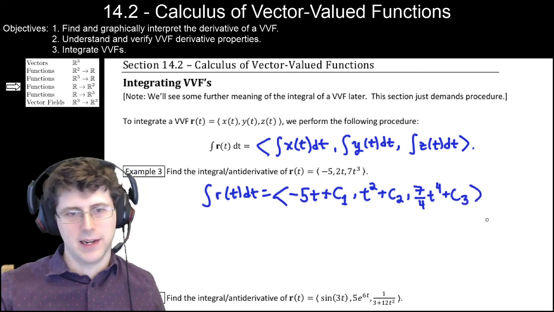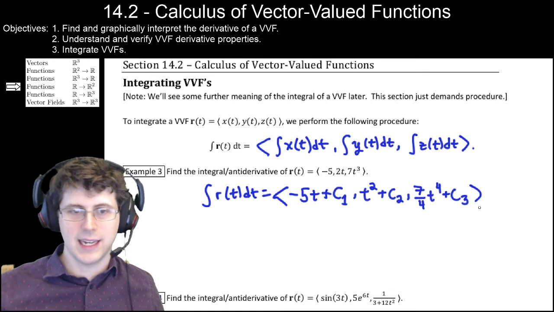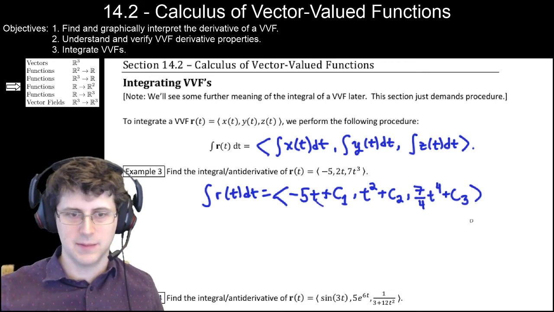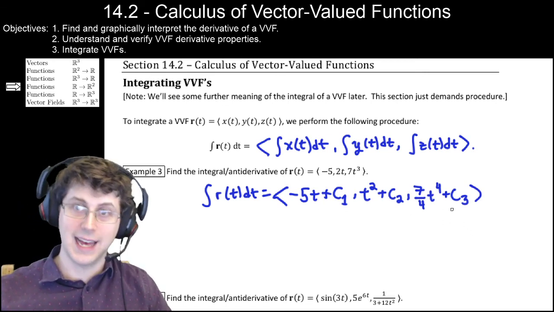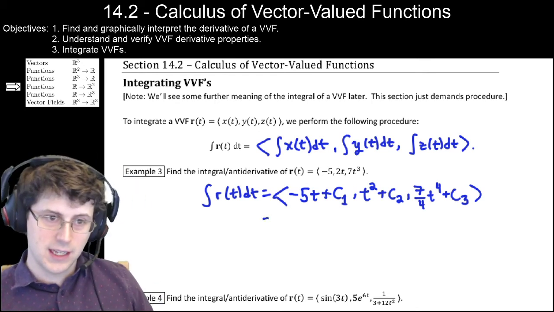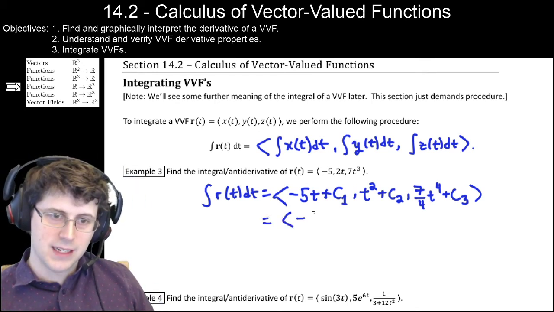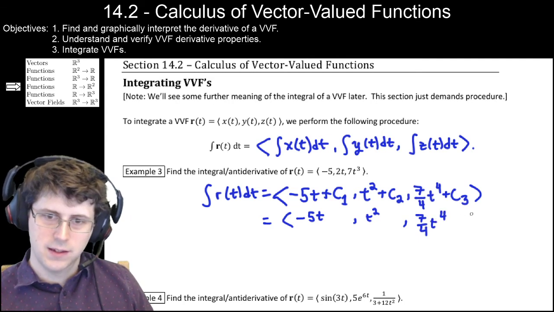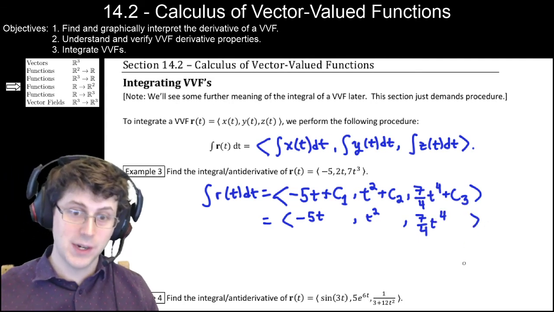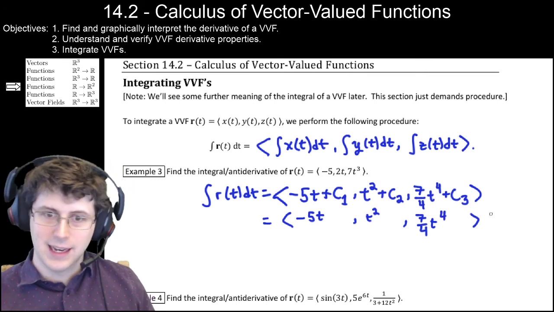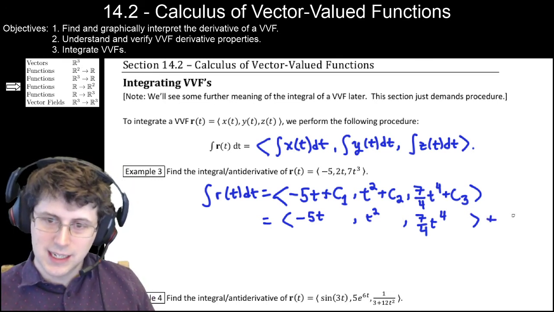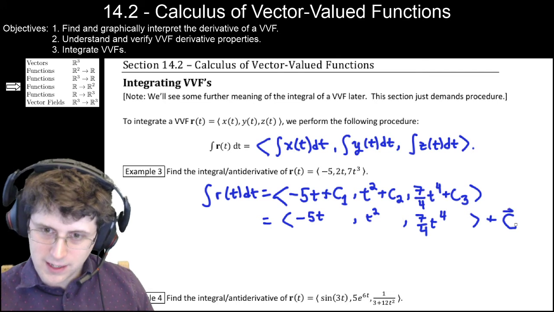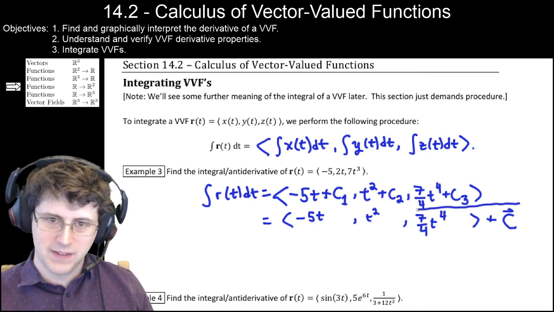Now what do I do? I don't want all these c's. What I can do is notice that this vector is made up of two vectors added together. It's actually minus 5t, t squared, 7/4 t to the fourth, plus c1, c2, c3, and c1, c2, c3 is a constant vector. So this will be my final answer.